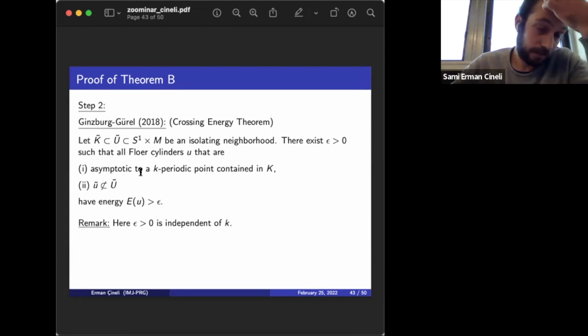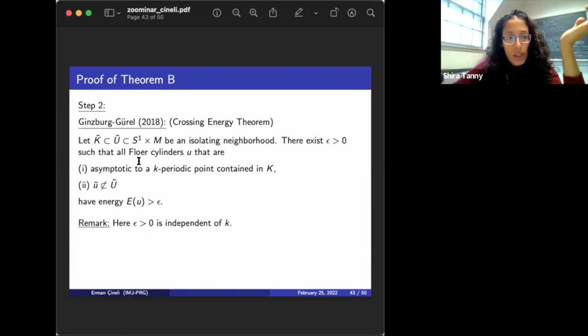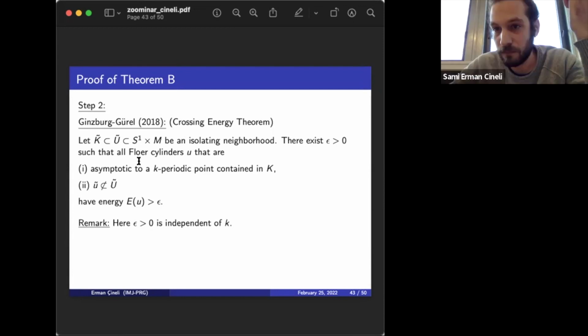One more thing, so in particular, you don't have periodic points in U tilde that are not in K tilde, right? Yes.